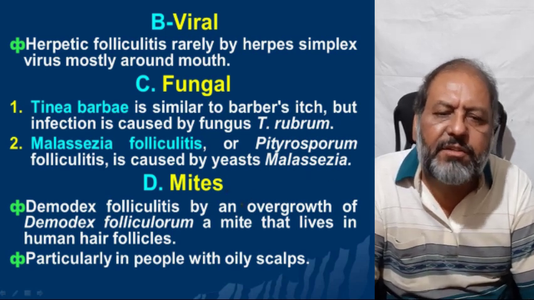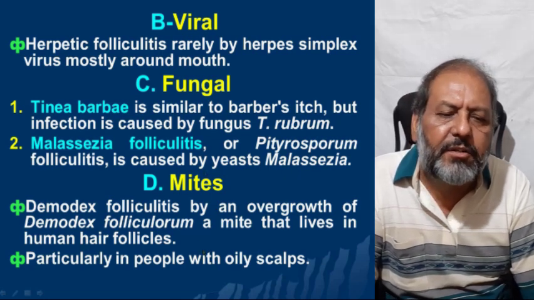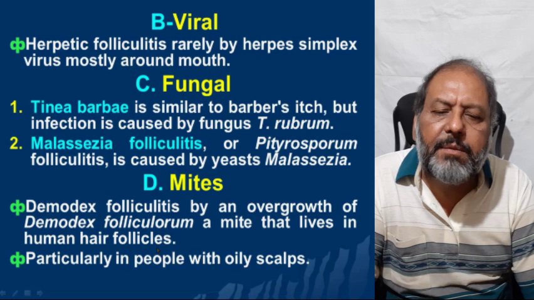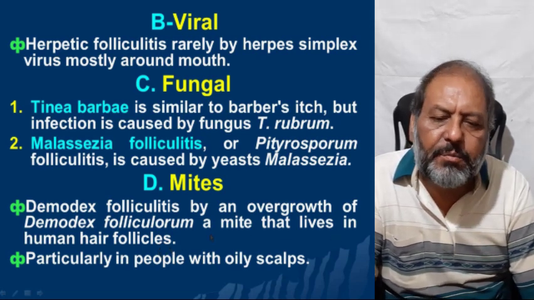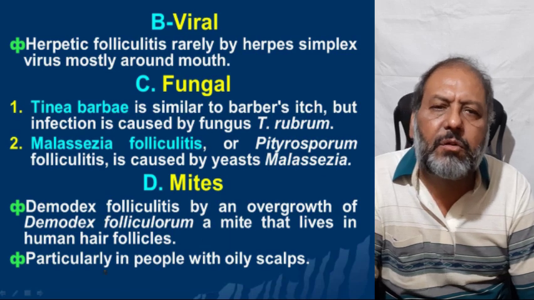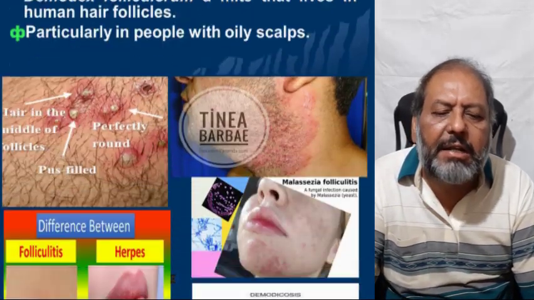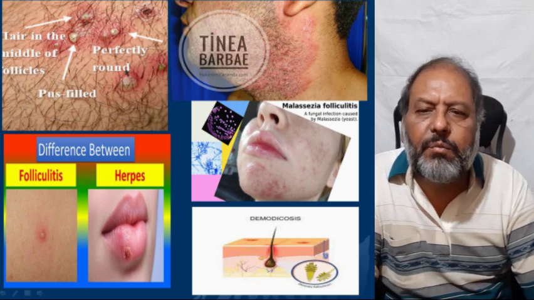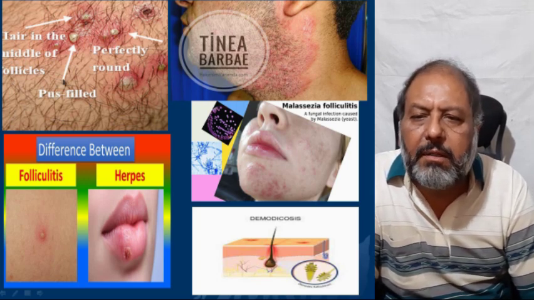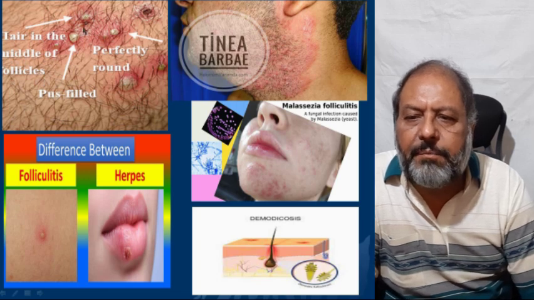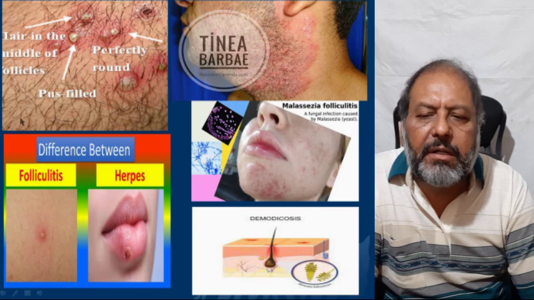Then certain mites, the next type, are responsible. Demodex folliculitis, by an overgrowth of Demodex folliculorum, a mite that lives in the human hair follicle, can also cause folliculitis, particularly in people with an oily scalp. Here one can see the pus-filled, perfectly round lesions, with the follicles in the middle. So that is folliculitis.